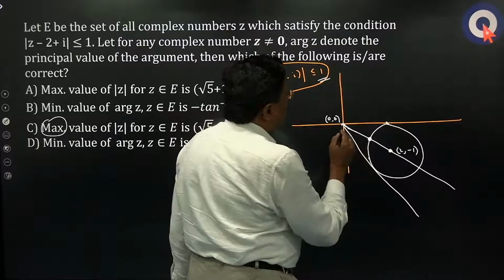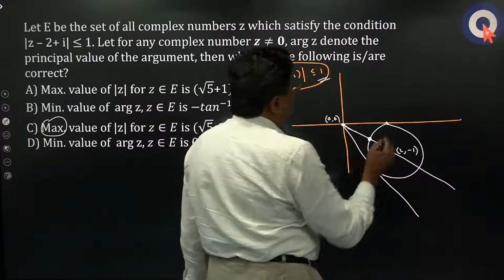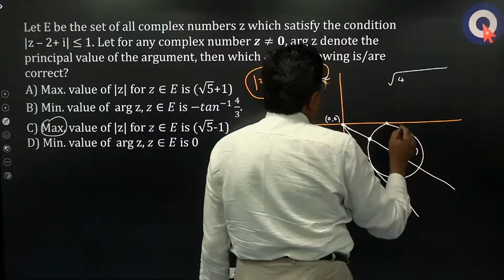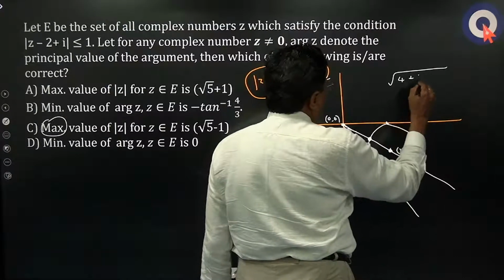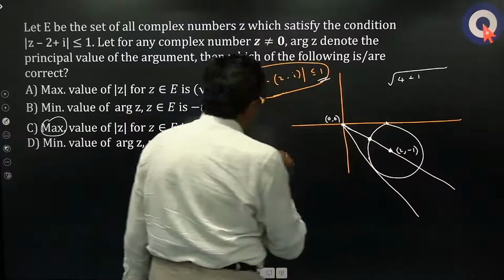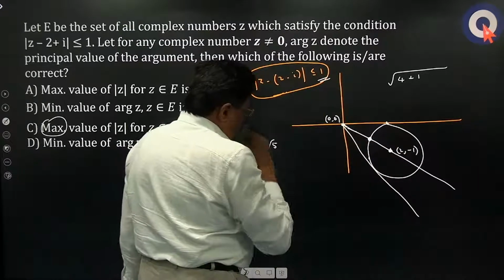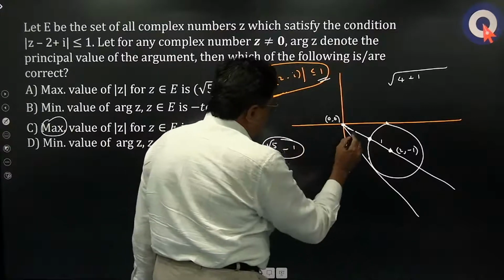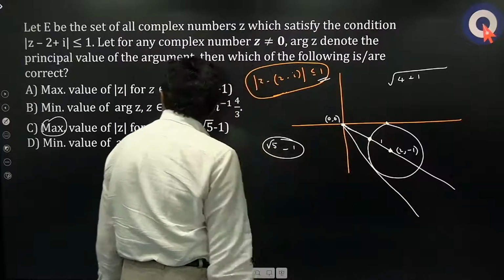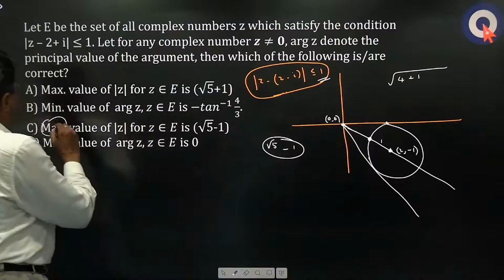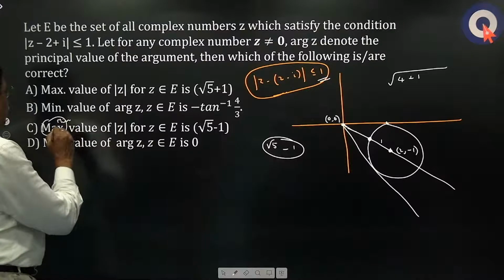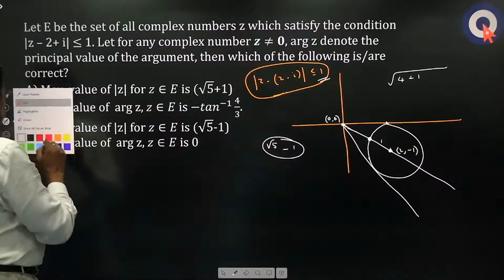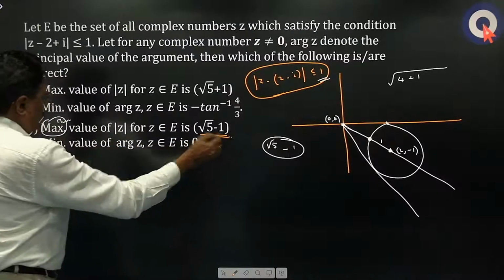So this distance from here to here is root of 2 minus 0 whole square plus minus 1 minus 0 whole square. So this distance is root 5, and minus the radius 1. So root 5 minus 1 is the minimum value of mod z. Minimum value of mod z is root 5 minus 1. So this is correct.